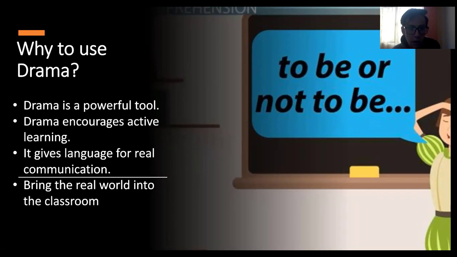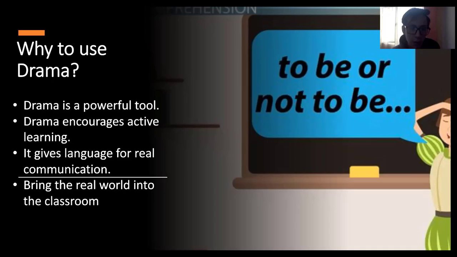The second one, drama encourages active learning. Drama encourages active learning using the whole body, the mind, the voice and emotions to communicate. In this sense, it is easier to learn new language, to memorize new vocabulary, and to repeat. In addition, learners are having lots of fun while they are learning. It's important to remember that the focus of drama is not to create actors. The focus of drama is developing the students' language communication.